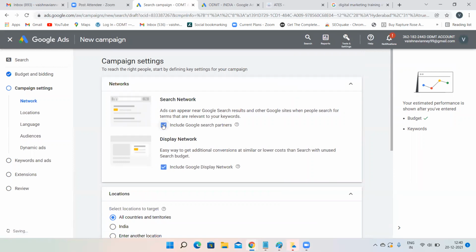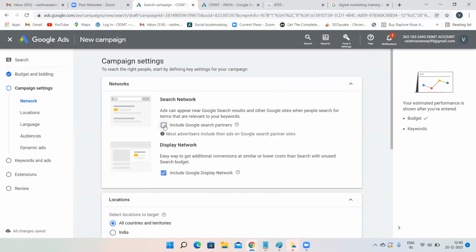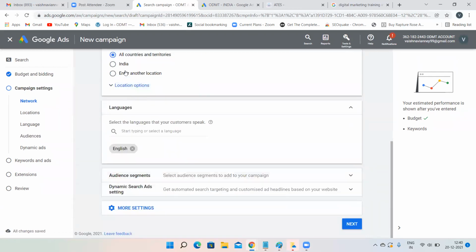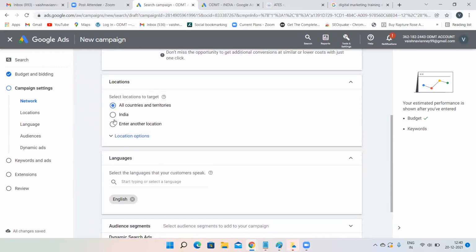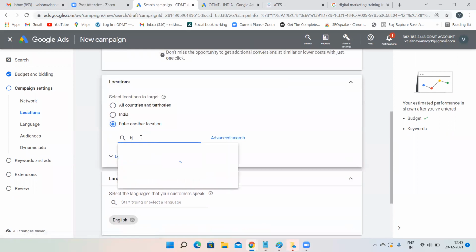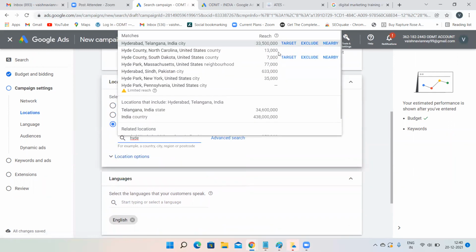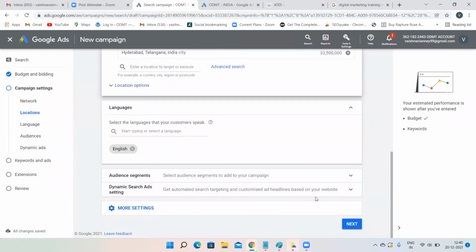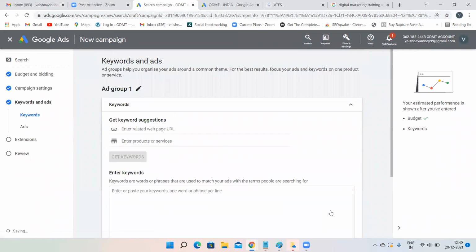Then I have to change. See, everything will be changed. The only pattern is different. The way you see, that is the only difference. Then I have to choose, enter another location. Target. Then languages. Then click on next.